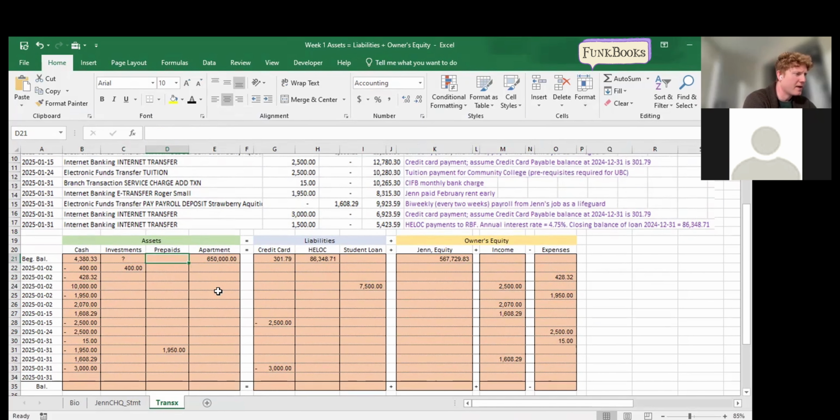Prepaids, we can assume that that would be zero at the beginning. Student loan, maybe there was something else. We'll kind of put a question mark there. And now we have kind of a full opening balance picture of just a small snapshot of where Jenn kind of is.